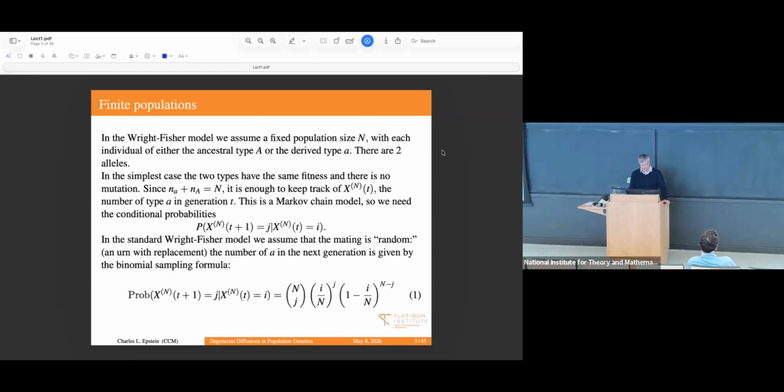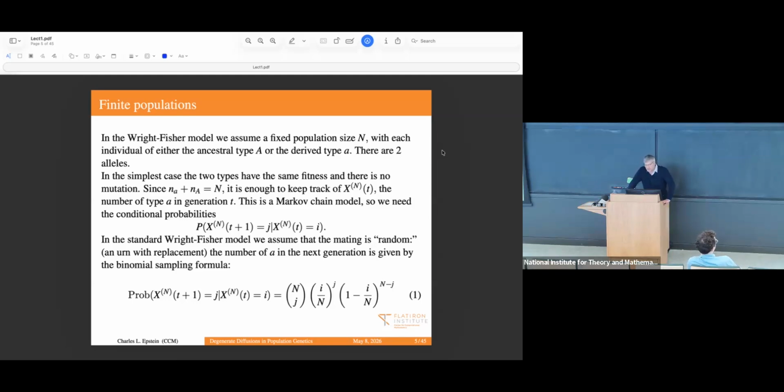The most standard model in this field is the so-called Wright-Fisher model. Wright and Fisher were statisticians at the beginning of the 20th century who laid the foundations of population genetics. And Fisher, of course, laid the foundations of large parts of statistics more generally. What they assume is that there's a fixed population size, which we'll call large N, and there are only two types: the ancestral type, which we call capital A, and the derived, or mutated, type, which we call little a. These are called the alleles. So there are two alleles.